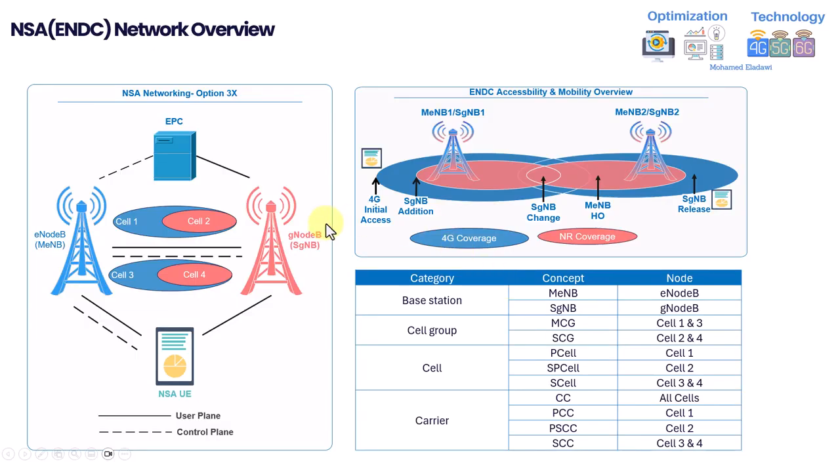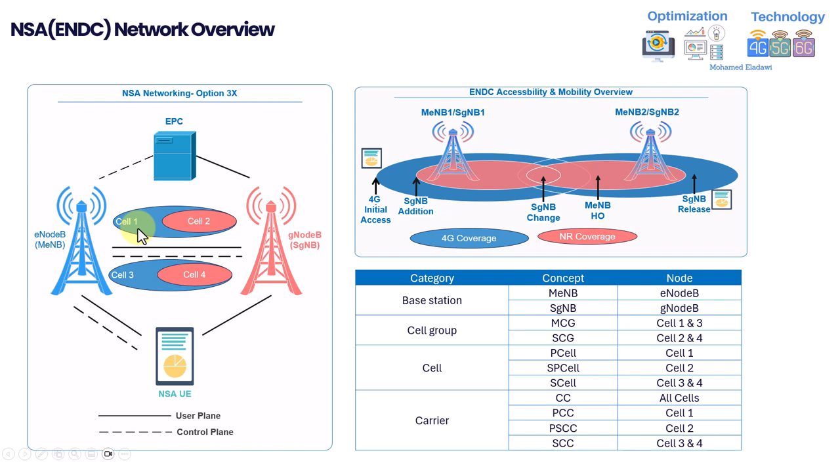So let's move forward. If you remember, this figure was already presented in the accessibility slides. This is just a recall of option 3x, but the main takeaway from this slide, which I would like to recap, is this distribution of the cells. As you can see on the left, this is the master node, the 4G, which is the anchoring layer. And here we have the 5G, the secondary gNodeB, and this is the master node B. Here is the UE, and here we have the EPC, which can be the serving gateway and MME, both combined. So we have four cells: cells 1 and 3 are for 4G, and cells 2 and 4 are for 5G. Just keep it in your mind always.